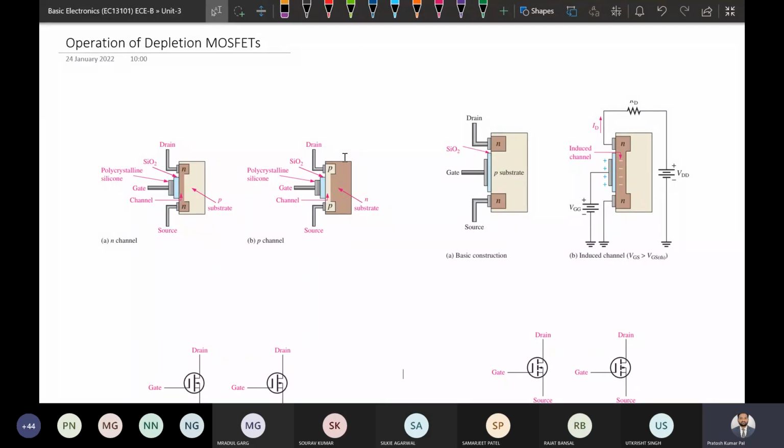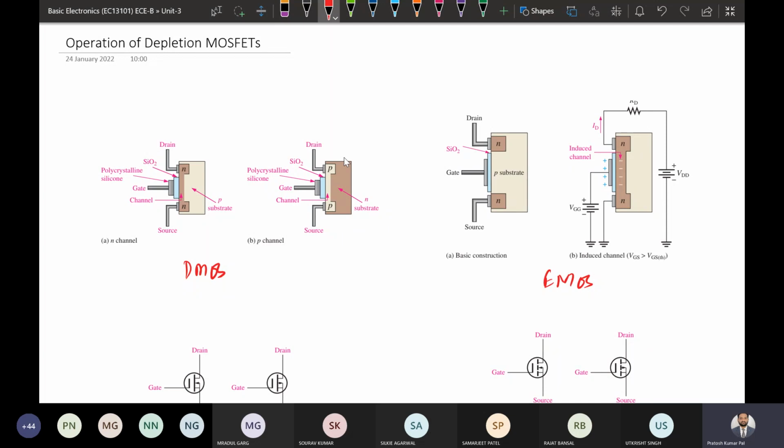So in the previous class, we went through the basic construction of MOSFETs. There we saw there are two different types of MOSFETs, enhancement and depletion type. In the enhancement type, no channel is formed, and in the depletion type, a predefined channel is available between the source and drain. This is the depletion type MOSFET, and this is the enhancement type MOSFET, EMOS or DMOS.